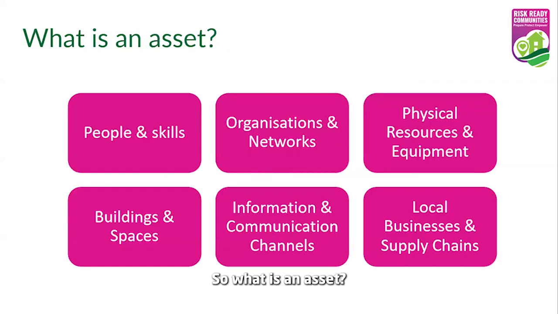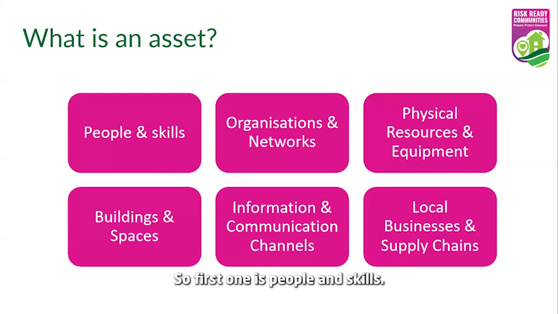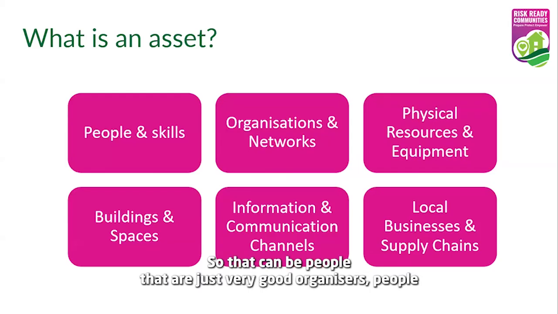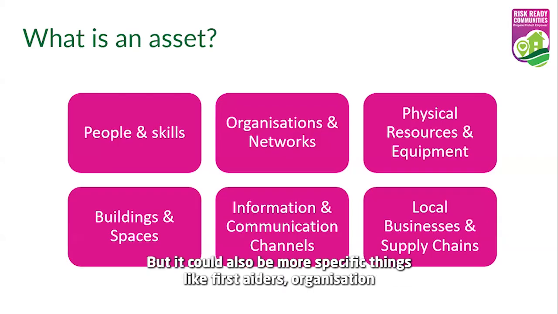So, what is an asset? Broadly, things can fall under many headings, but we've broken them down into six areas. The first one is people and skills. That can be people who are very good organisers, people who are tapped into all the communities and really good at getting the message out through word of mouth. But it could also be more specific things like first aiders.